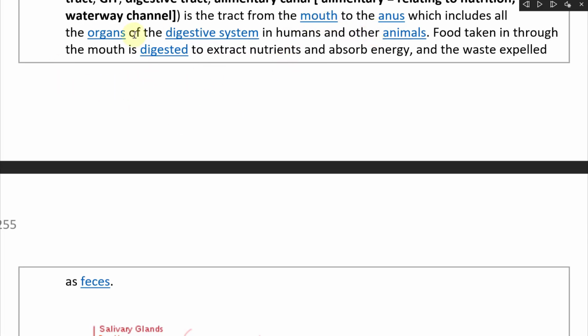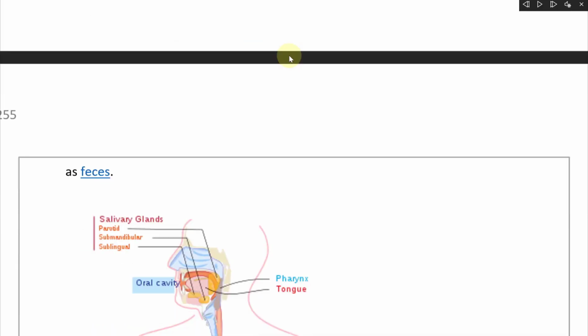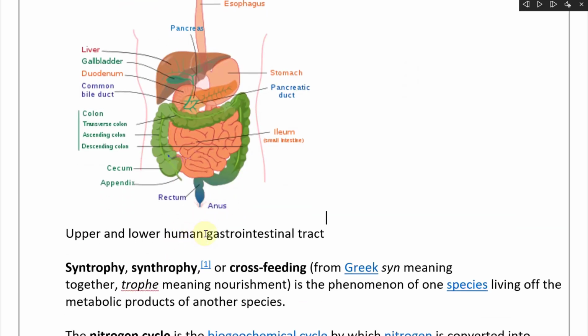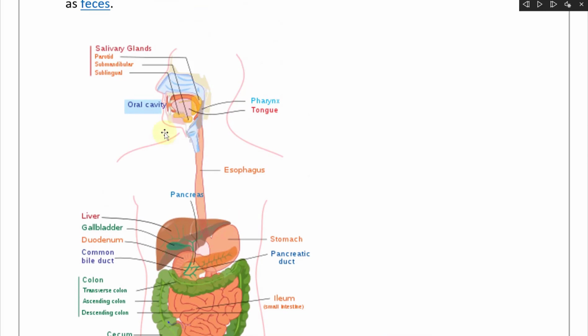Well, in the middle of it, you have the digestive system converting the food into nutrients and energy, and so on. And here is a diagram of the digestive tract. So upper and lower human gastrointestinal tract right here. So there are these salivary glands, and then there are the types of them. And we have the saliva. And then you have the oral cavity.